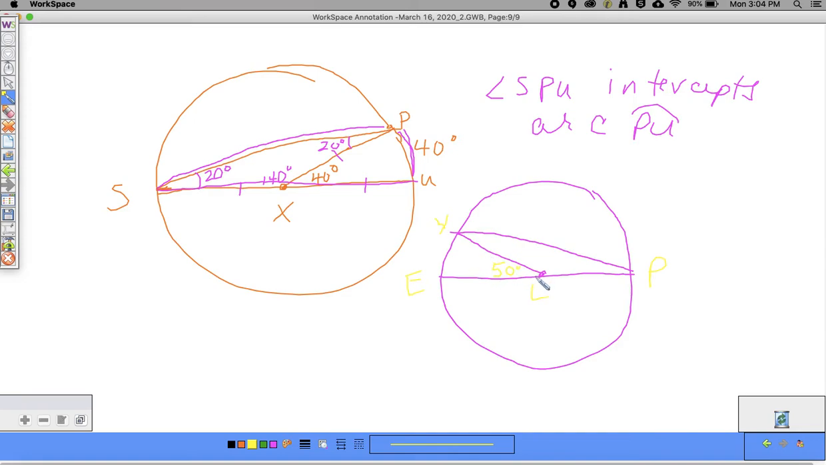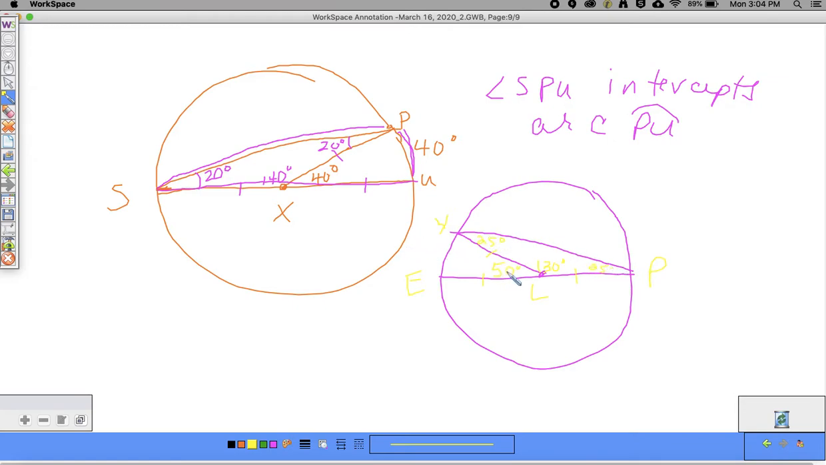Let's make this 50 degrees right here, okay? And again, circle L, so therefore this is a diameter. EL is a radius, so is LP, so is YL. So what did you do? Oh, yes, you did. You marked all of those segments equal to each other. Bravo, because they should be. And again, there's that isosceles triangle we were talking about. So that means that this is going to be 130 degrees, and there's 50 degrees left over. So we're going to go 25 for this guy and 25 for that guy.